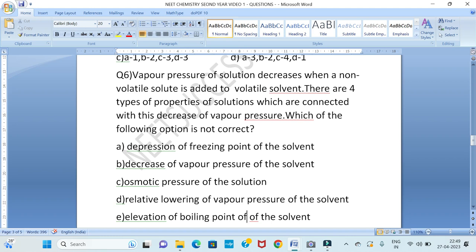Answer A is not correct. Depression of freezing point of solvent is not correct. B, C, D, E are correct.